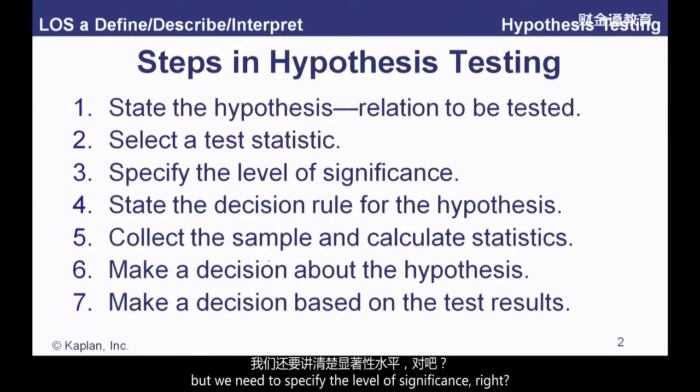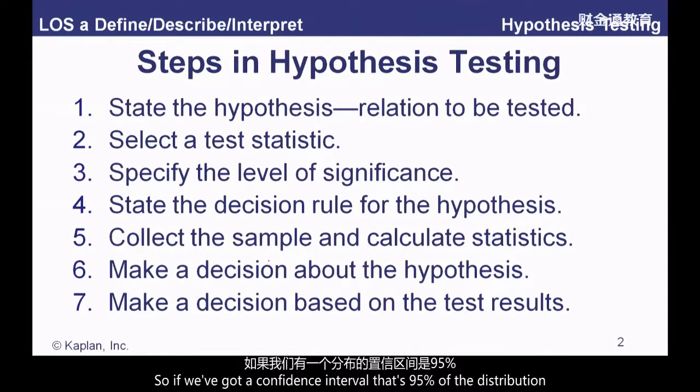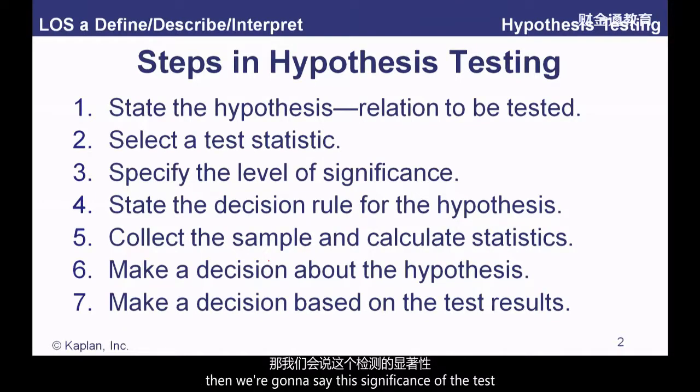But we need to specify the level of significance, right? The level of significance is kind of opposite of what we had with a confidence interval. So if we've got a confidence interval that's 95% of the distribution, then the significance of our test is 5%. Keep that in mind. The significance level is just the opposite of what we've done with confidence intervals.